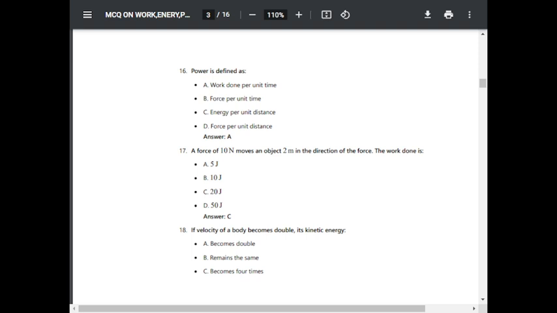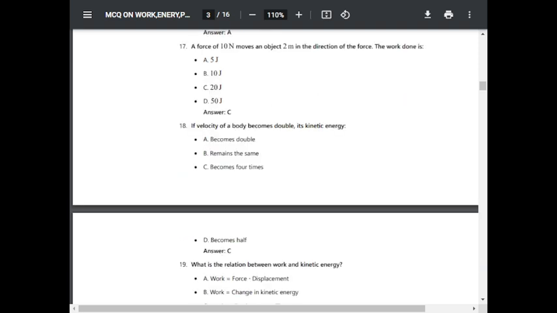Question number 18. If the velocity of a body becomes double, the kinetic energy is 1 by 2 mv square. If v is doubled, then it will become 4 times. The options are: becomes double, remains same, becomes 4 times, becomes half. The correct answer is C, becomes 4 times.